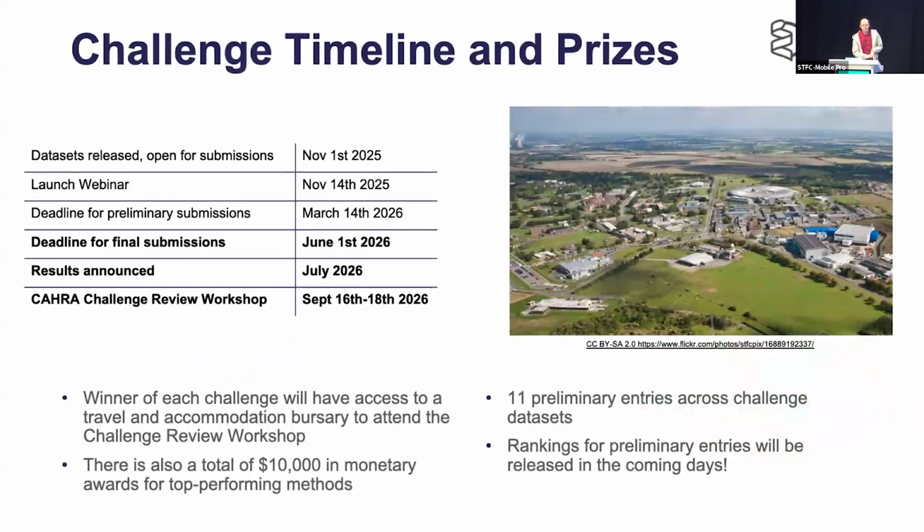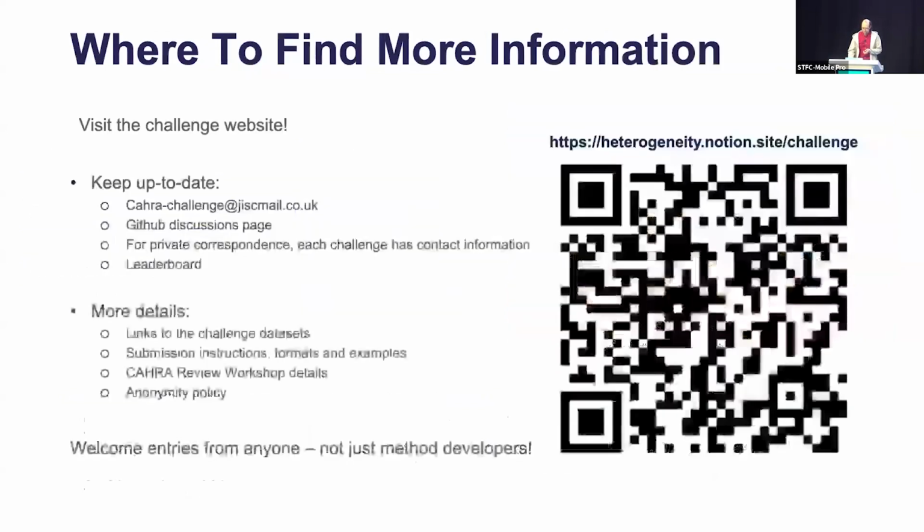So the final deadline for challenge entries is June the 1st this year. We have a follow-up challenge review workshop, which will be held at the Rutherford Appleton Laboratory in September. Registration for this will open in the coming weeks. Please be aware that the winner of each challenge will have access to a travel and accommodation bursary to attend this. And there's also, courtesy of our collaborators in Princeton, $10,000 worth of monetary prizes for top entries. We already have 11 preliminary entries across the different challenge datasets, and we'll be releasing the rankings for these in the coming days.